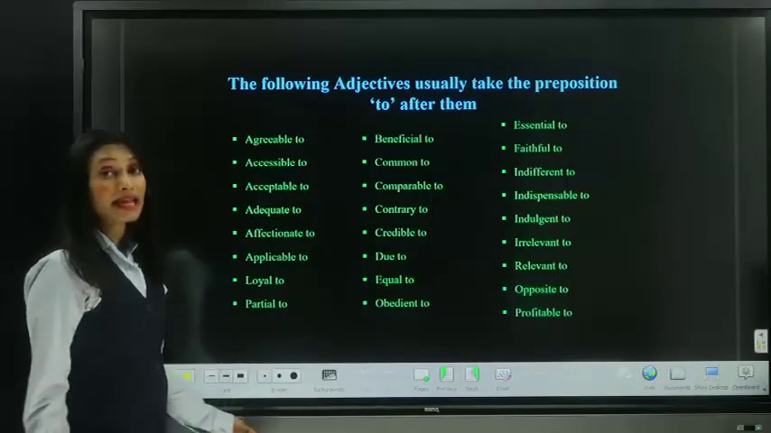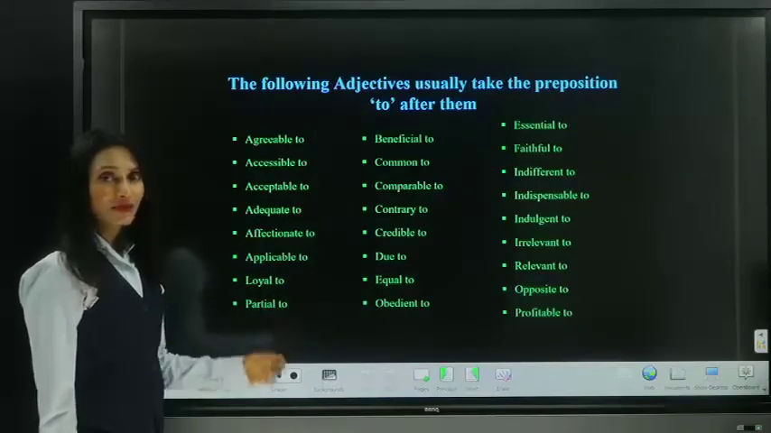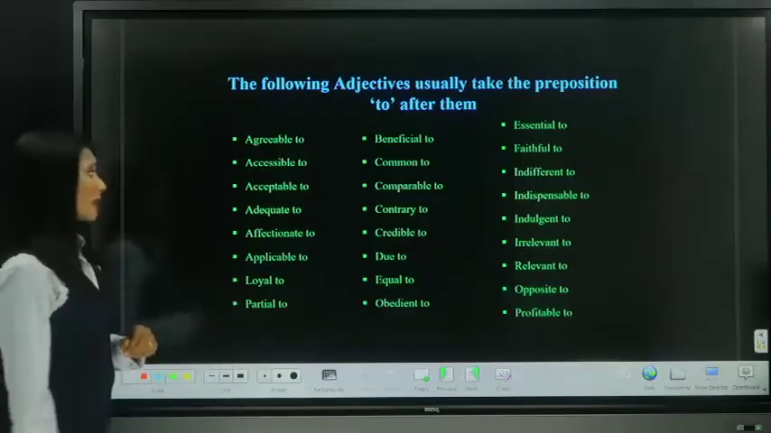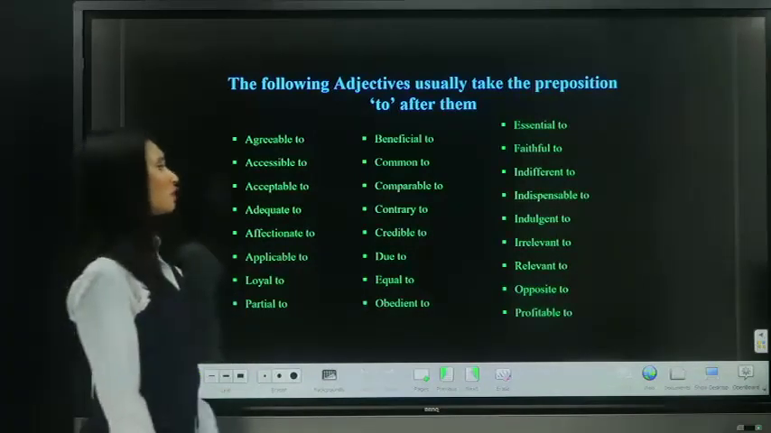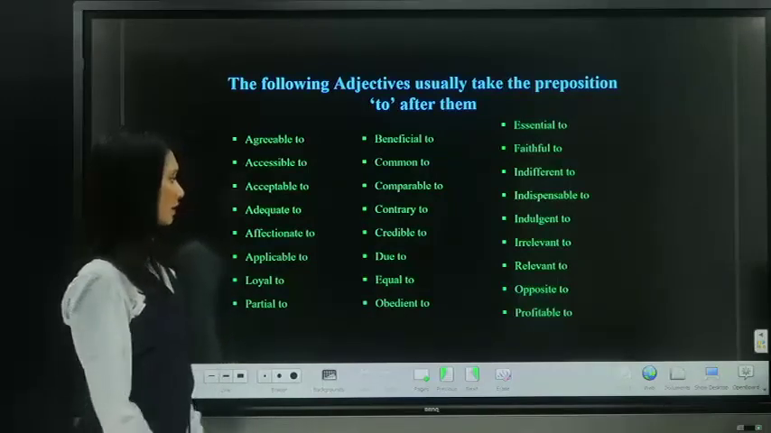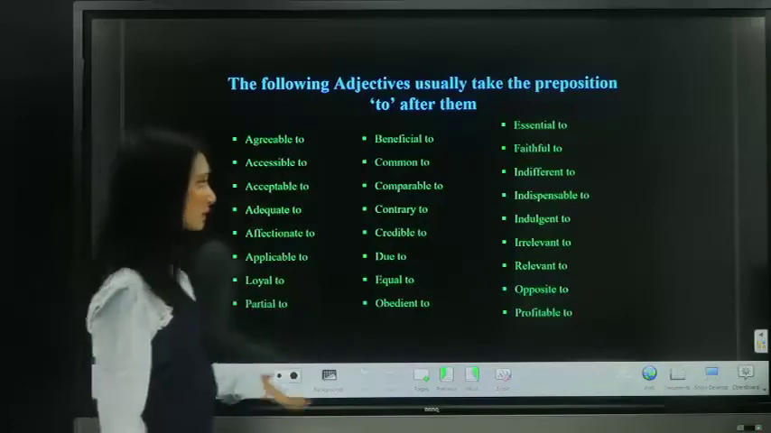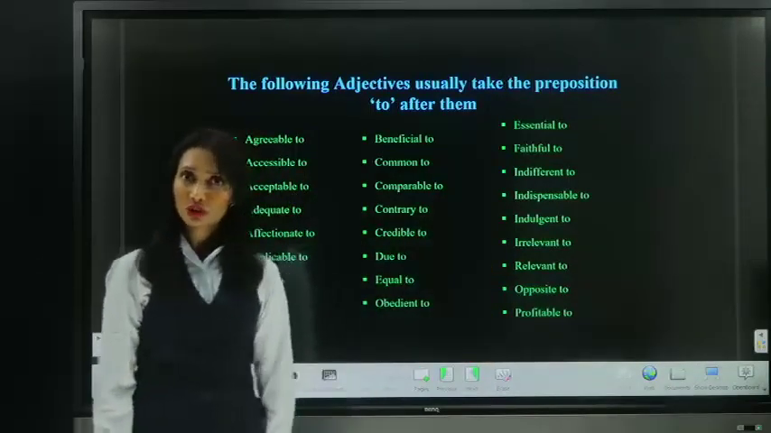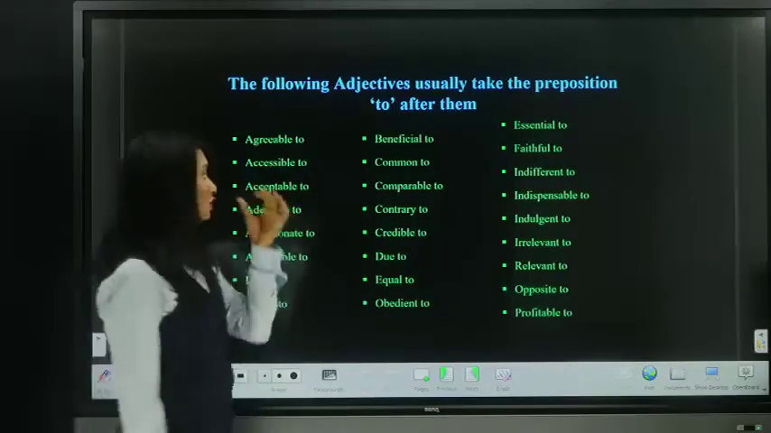There are many adjectives which are followed by preposition to. Let's see what are those. They are agreeable to, accessible to, acceptable to, adequate to, affectionate to, applicable to, loyal to, partial to, beneficial to, common to, comparable to, contrary to, credible to, due to, equal to, obedient to, essential to, faithful to, indifferent to, indispensable to, indulgent to, relevant to, opposite to, and profitable to. So these are the adjectives which are followed by preposition to.